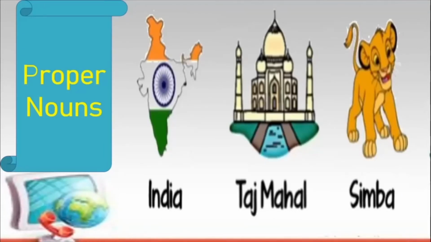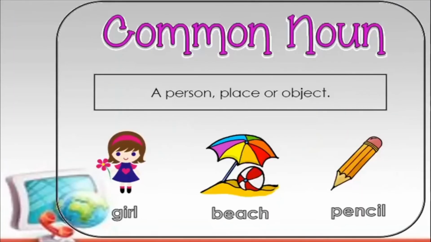So you have India. When you say country, it is common. When you say India, it is a proper noun. Taj Mahal. When you say monument, it is a common noun. When you say Taj Mahal, it is a proper noun. Simba. When you say lion cub, it is a common noun. It could be any lion cub. But when you say Simba, then it is a proper noun.